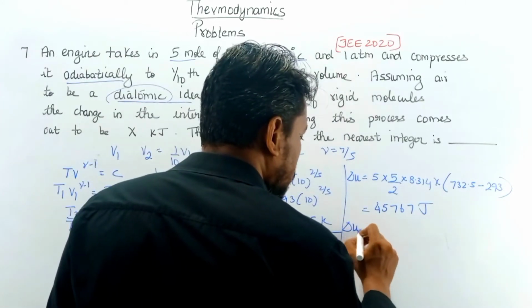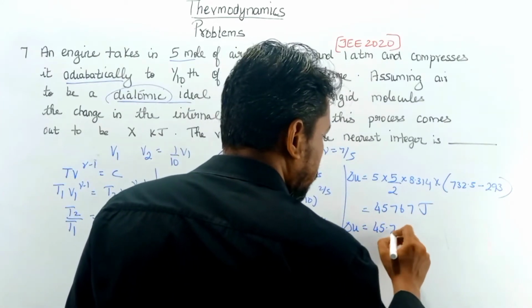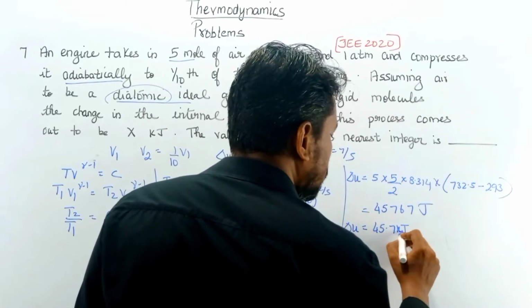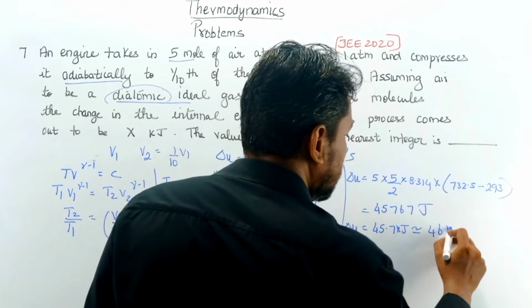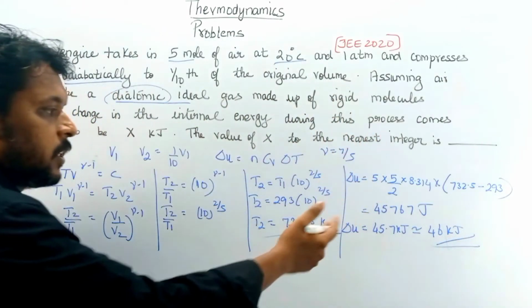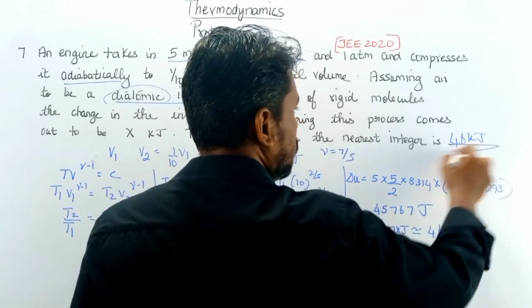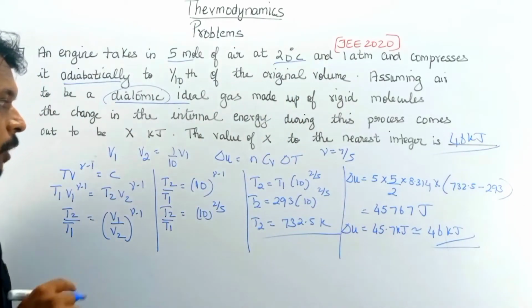So which is nearer to 45.7 kilojoules, which is equivalent to 46 kilojoules. So the nearest integer is, here it is 46 kilojoules. This is the answer for this problem.